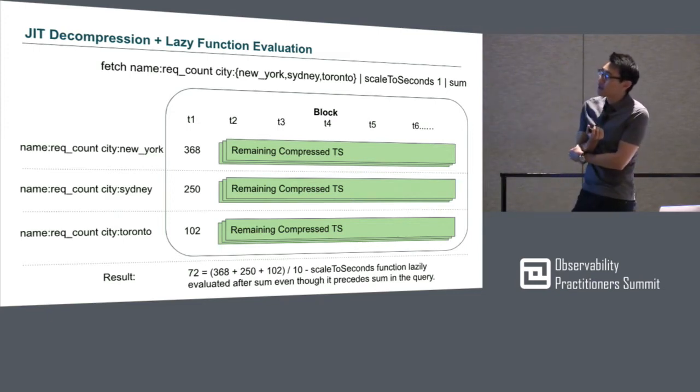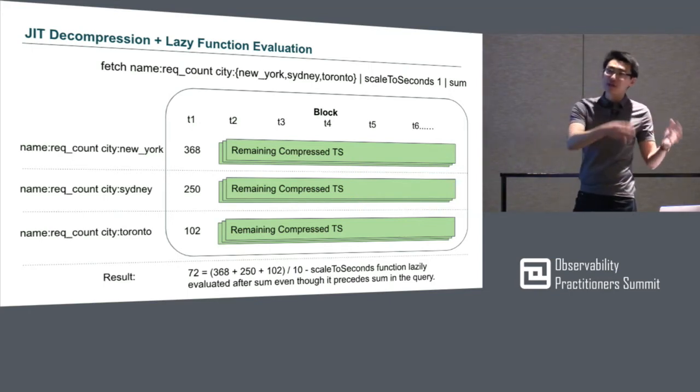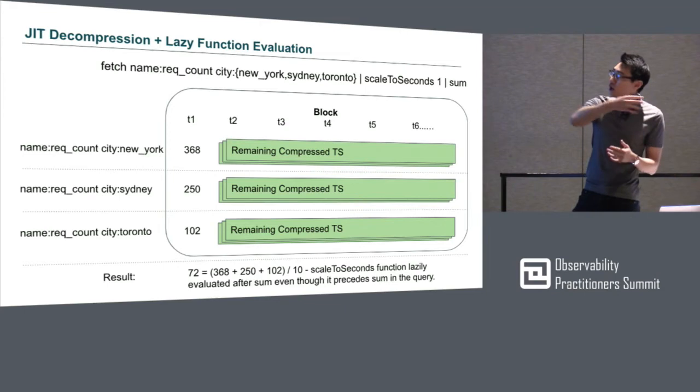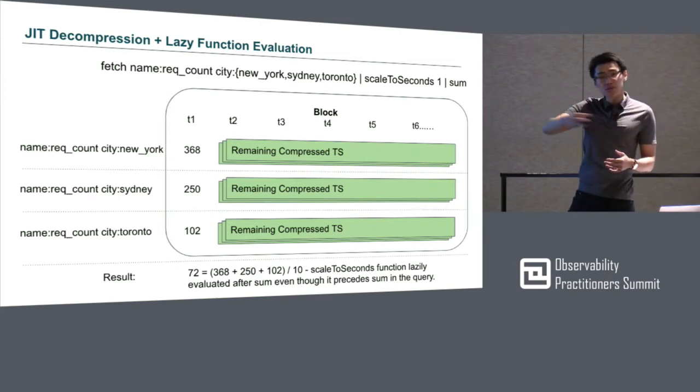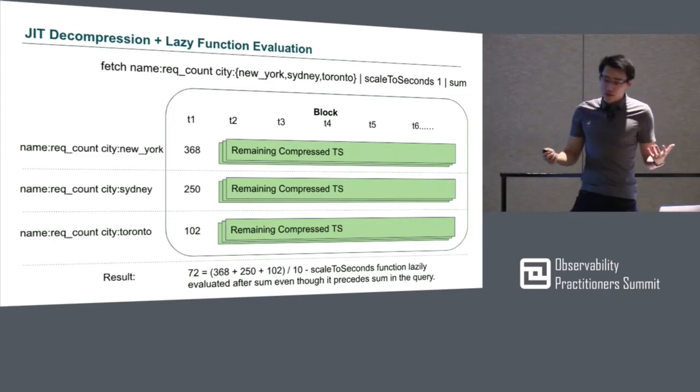And then we also do lazy function evaluation. The traditional query engine would do the functions left to right. They'll do a scale to seconds horizontally across all of your individual time series. And then you do a sum where you go through, again, all of your time series, and sum each data point up vertically, right? That's quite expensive and requires a lot of computations.